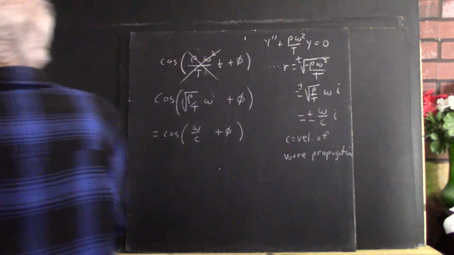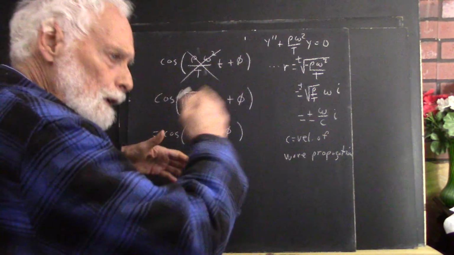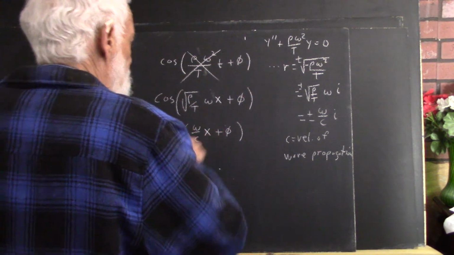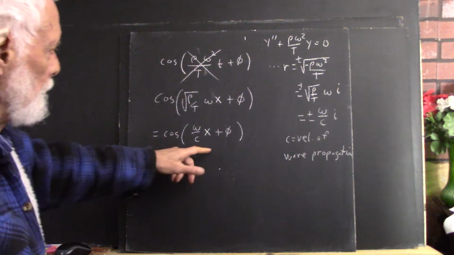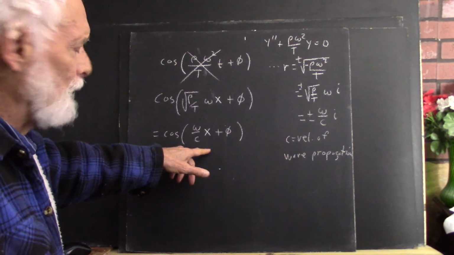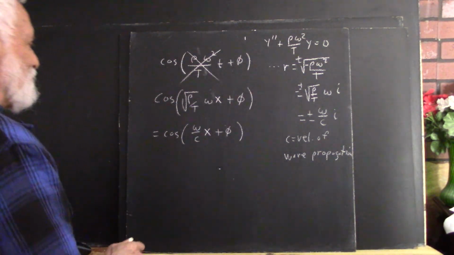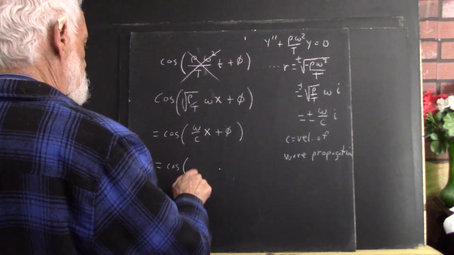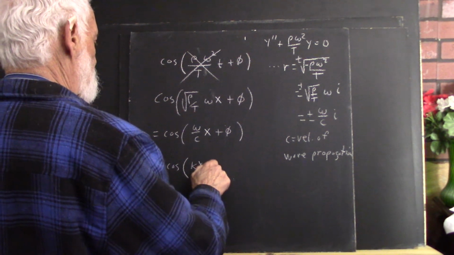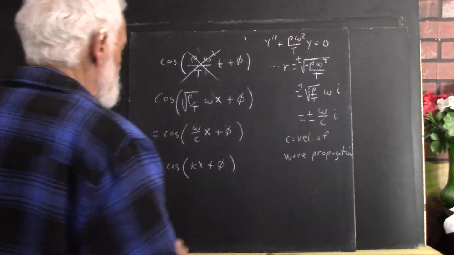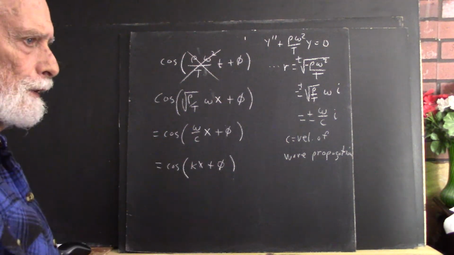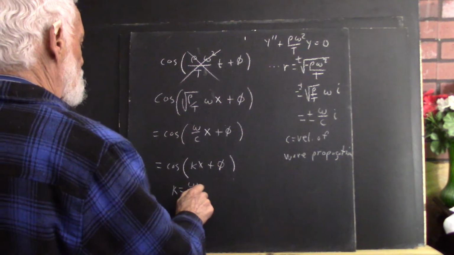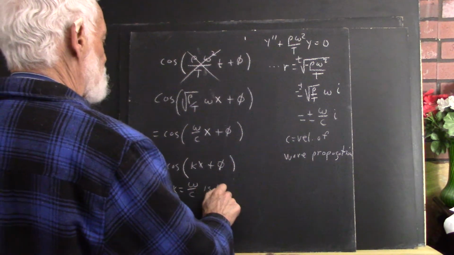The variable here is x, because you're looking at the configuration of the wave in space. Okay, so I finally have it right. And now I can write what I wanted to. This would be the cosine of kx plus phi. k equals omega over c is the wave number.